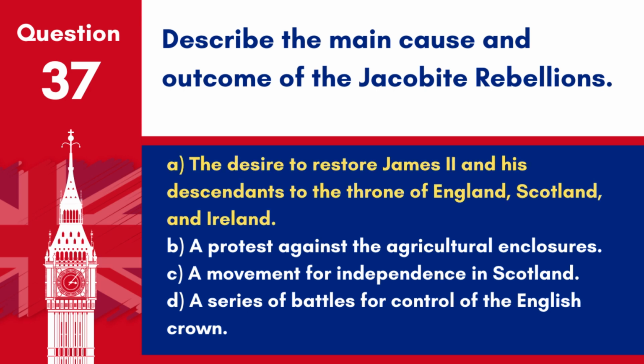Answer: A. The desire to restore James II and his descendants to the throne of England, Scotland, and Ireland. The Jacobite rebellions were primarily caused by supporters of James II and his descendants aiming to restore them to the throne, leading to several armed conflicts, but ultimately failing to change the succession.